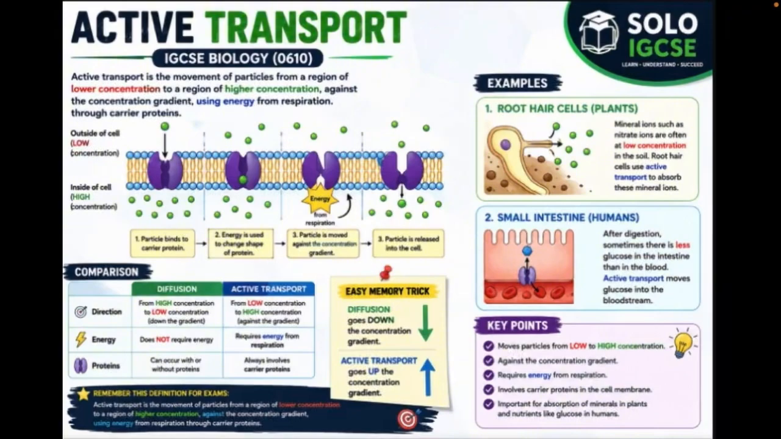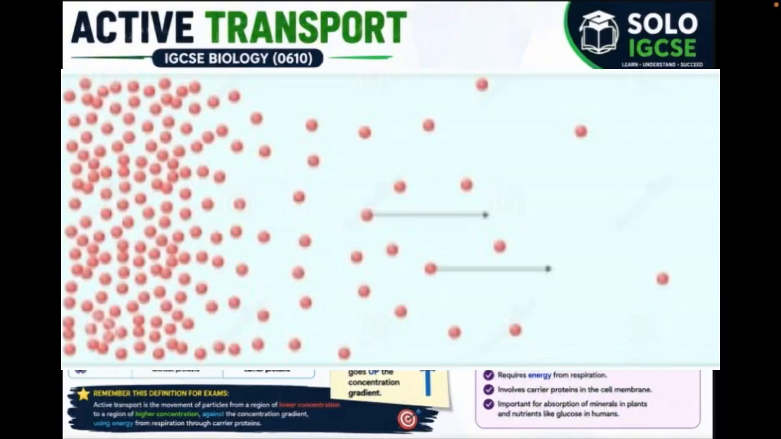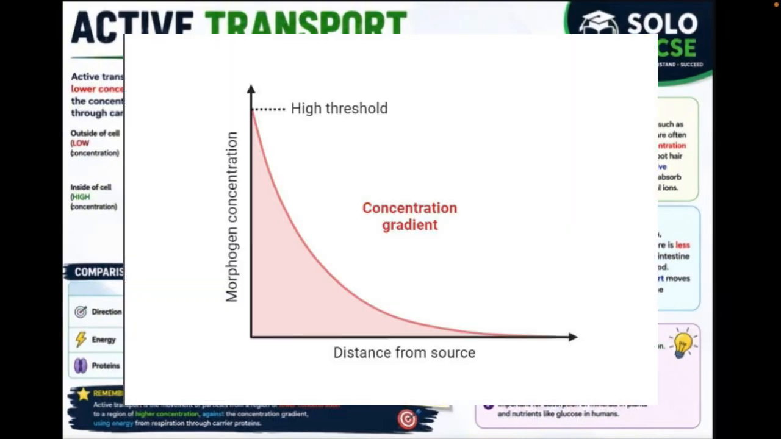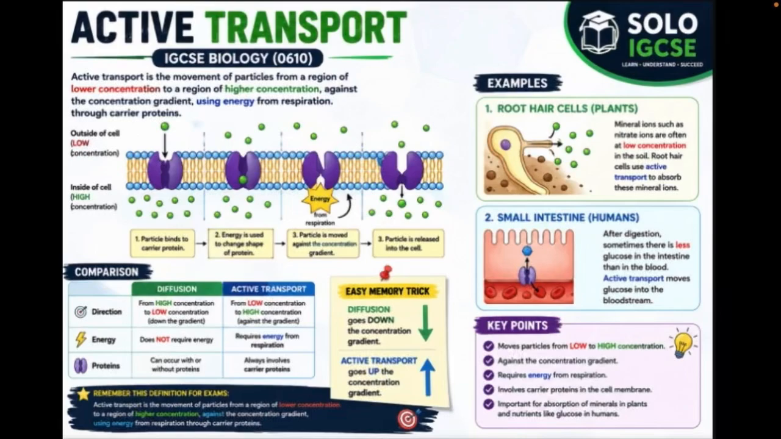Active transport is the movement of particles from a region of lower concentration to a region of higher concentration against the concentration gradient using energy from respiration. Unlike diffusion, which is a passive process, active transport requires energy because the particles are moving in the opposite direction to where they would naturally go.